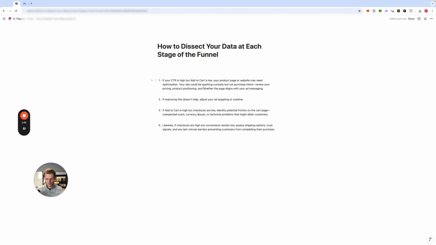And one of the first things we need to look at is your website and your product page. Now, your website may need some optimization. Your ads are obviously sparking the curiosity, but there is no actual purchase intent here. So we need to look at our offers, pricing, our product positioning, and whether or not this page actually aligns with what we are saying in our ad messaging. Because if there's not a direct correlation with our ads, there's going to be some sort of imbalance here where people go to the website and what you are saying in your ads doesn't align with your website, then you're going to see some big drop-offs.